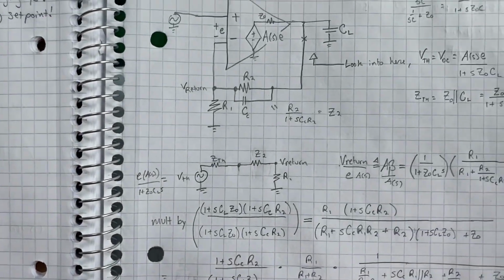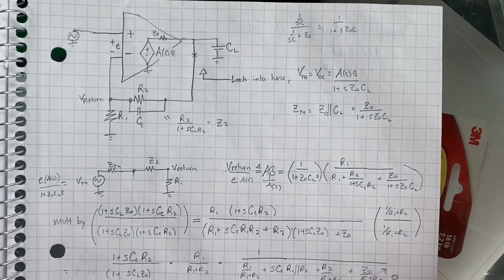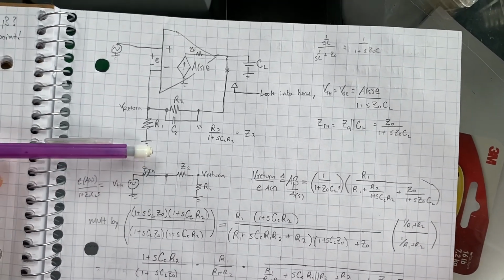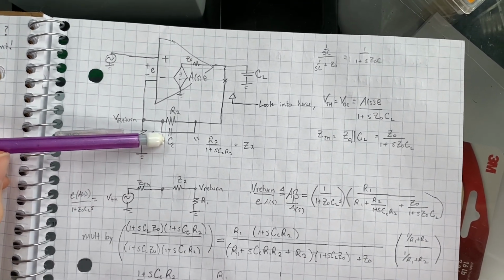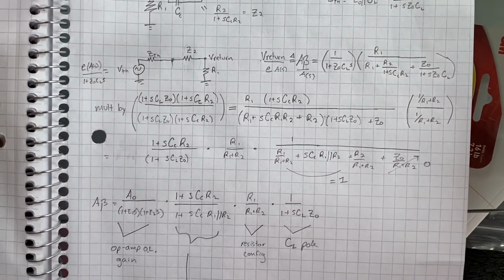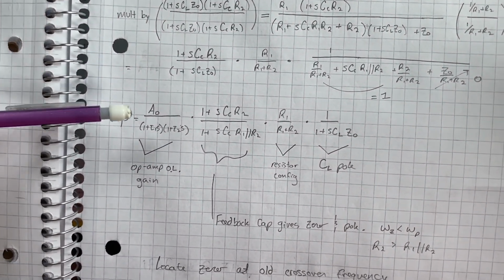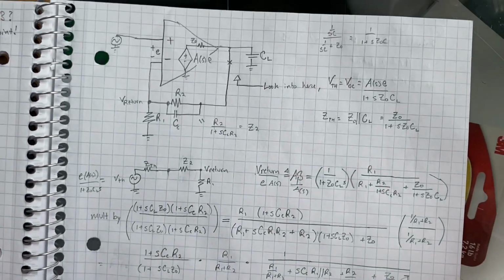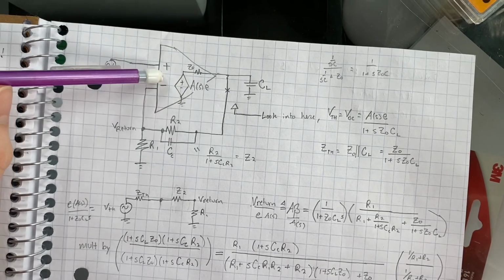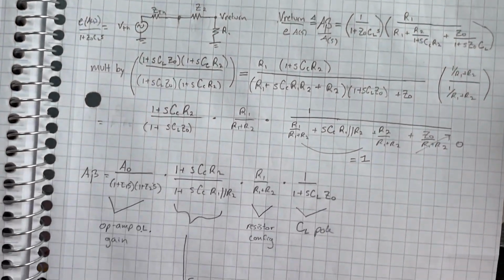And in fact, here I've just done the math to look at what lead compensation looks like. So here's our compensating capacitor, C sub C. And if you want to follow this, you can. But it turns out our loop gain A beta, which I've just defined as V return over the V test, as in the previous example.